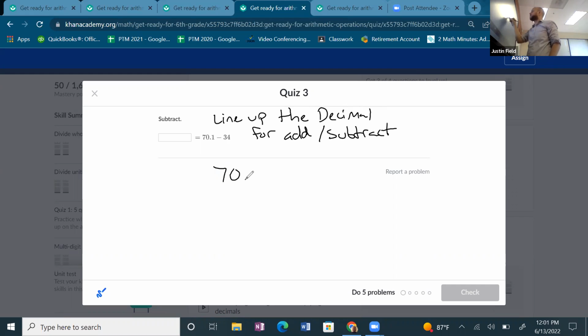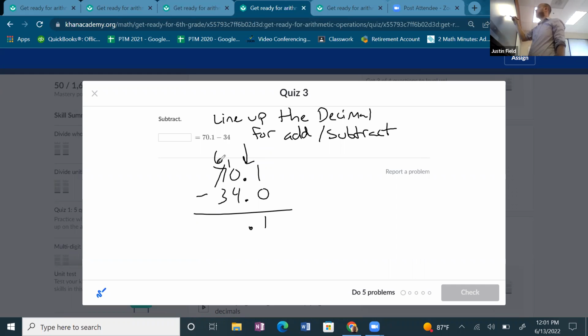All right, so what if there's no decimal? Then you can put 0.0, but those decimal places must be lined up. And now we take away, we do the subtraction. 1 minus 0 is 1. Borrow there. 6, 3. There we go.